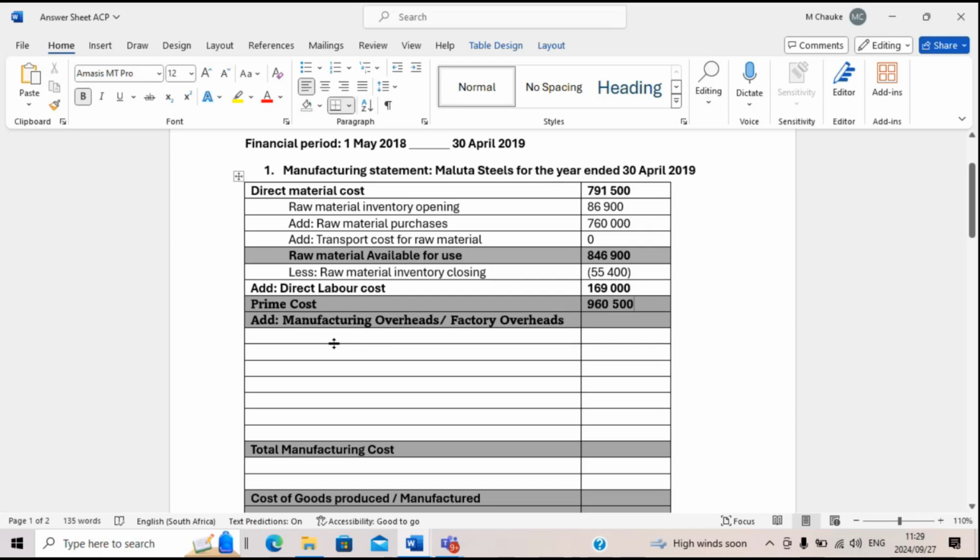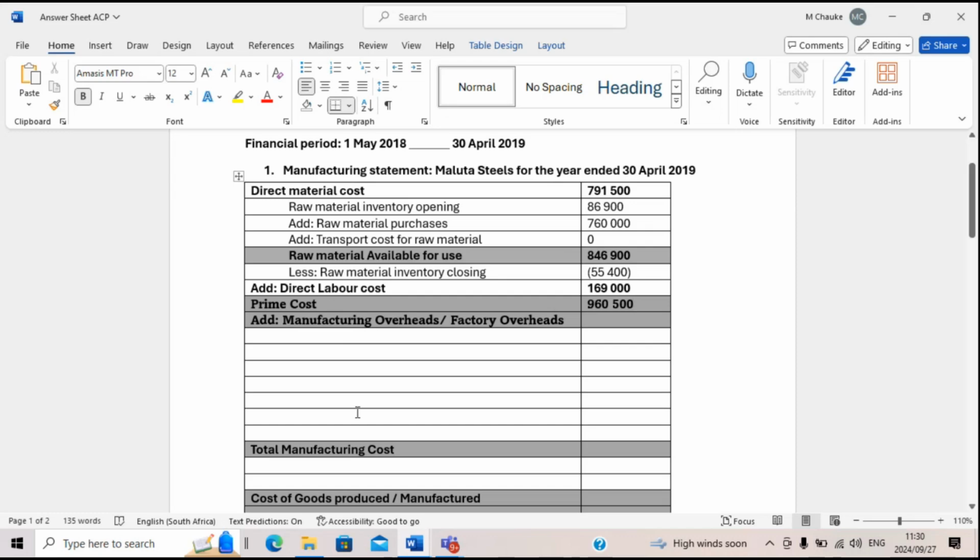And then after that, we are going to add manufacturing overheads or factory overheads, but we need to calculate them first. Our factory overheads are the sum or total of any expenditure that is happening in the factory. Any expenditure or expenses related to the factory are manufacturing overheads.